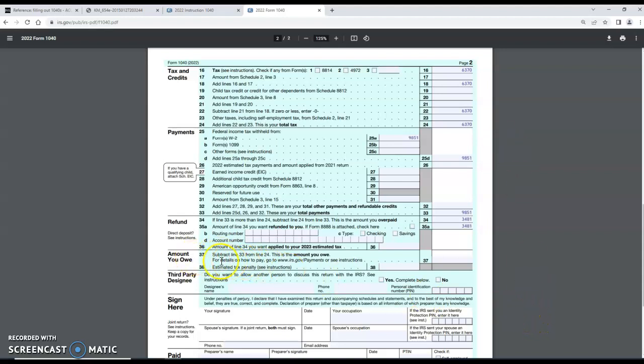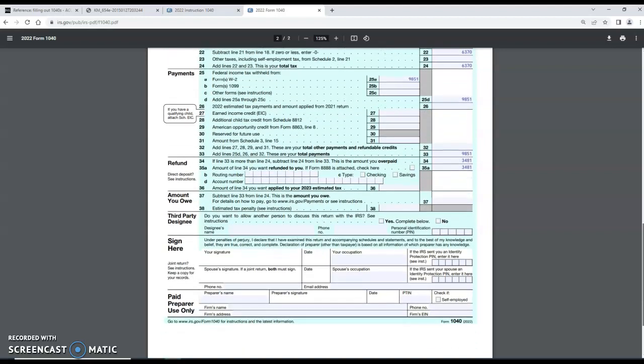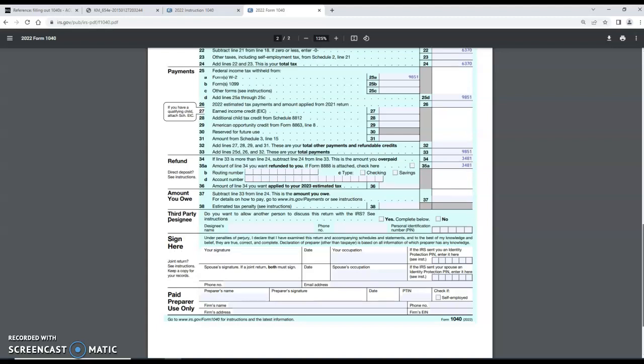But if Thomas owed any money, there would be nothing on line 34 or line 35, but how much he owed would be on line 37. Again, he can put in the routing number and account number, and the IRS would take the money directly out electronically of his account for the amount that he owed.